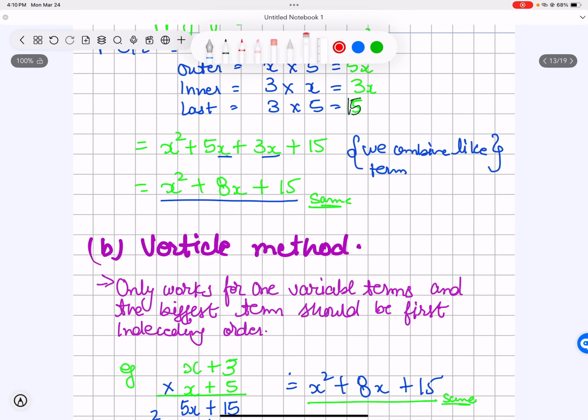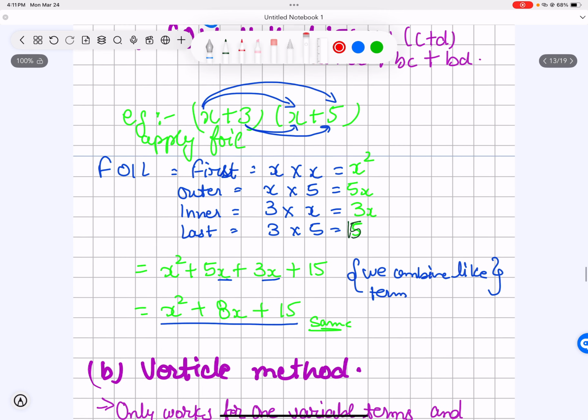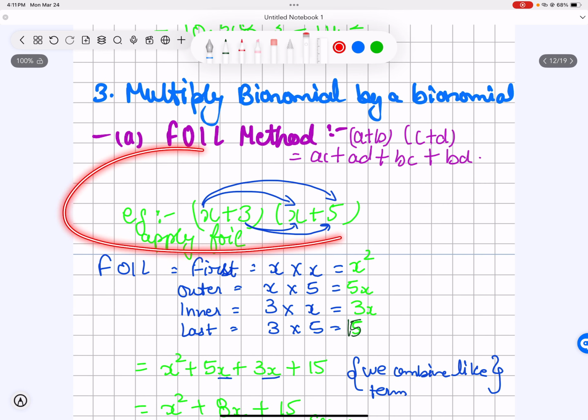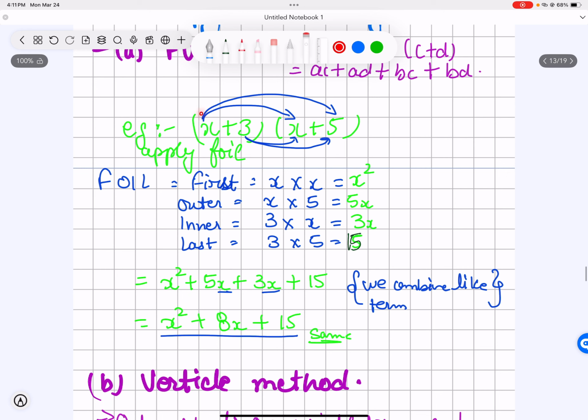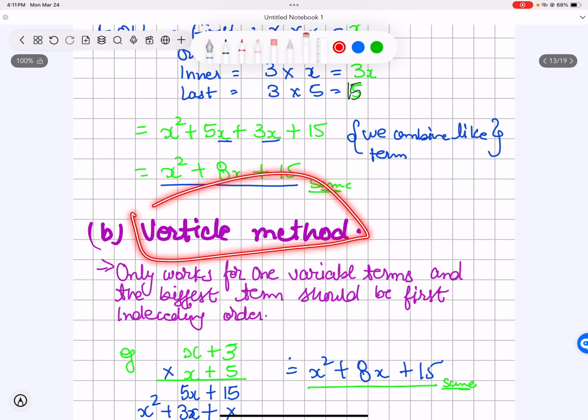And then here we will combine like terms. So x squared plus 5x plus 3x plus 15. Here x is the like term, so we're going to add these two. We will get 8x. And we're going to keep the x squared as it is and then 15 as it is. So here we get the answer. We can solve this multiplying equation by FOIL method, or we can use vertical method.